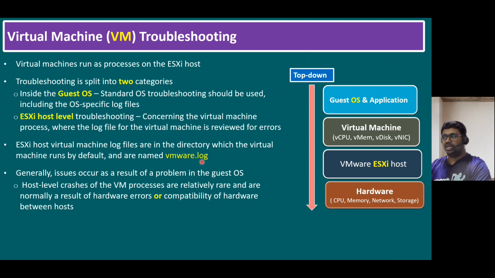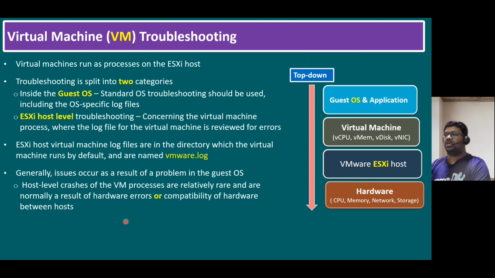In case of virtual machine abnormalities or any unexpected errors, first you can try to find clues from the graphical vCenter level. If you don't find many clues and want to investigate deeper for some more additional clues, you can go to the vmware.log file. It will show you some more additional information. Generally, issues occur as a result of a problem in the guest OS. Host level crashes of the VM process are relatively rare, and are normally a result of hardware errors or incompatibility of hardware between hosts.